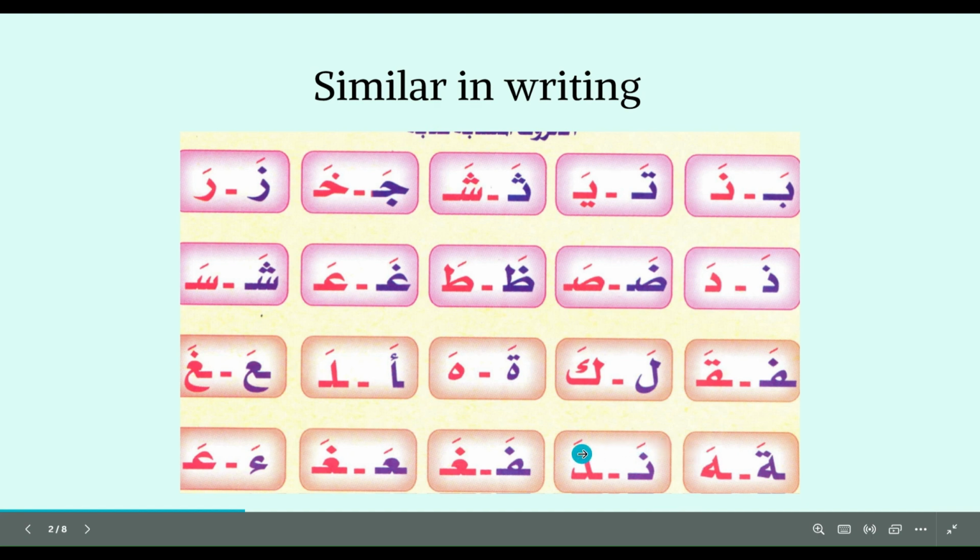Noon and Dhal. Noon has one dot and Dhal has one dot. You can ask yourself, what's the difference between Noon and Dhal? They look just like each other. This is one of the separate letters. So the difference between Noon and Dhal is that Noon is connected to what's after, but Dhal isn't. Dhal doesn't connect to what's after.